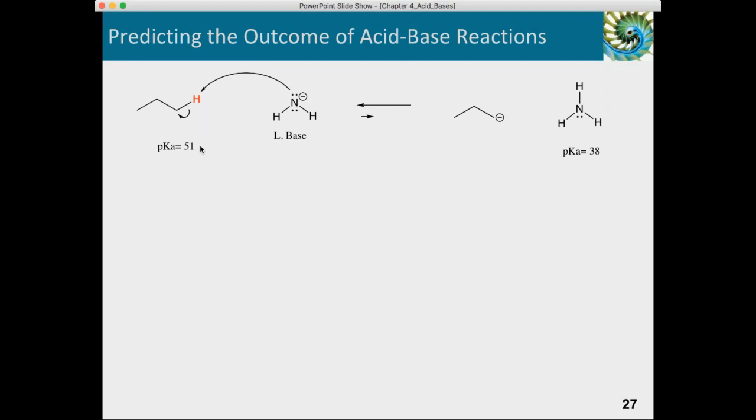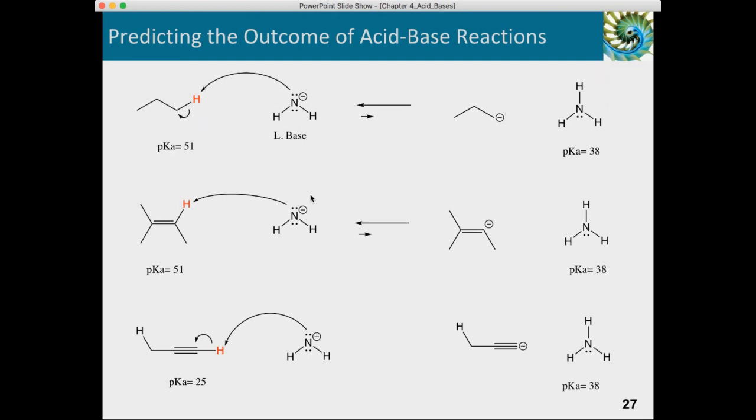So we cannot use amide, sodium amide, for example, or any salt of amide to deprotonate an alkane simply because the conjugate acid is ammonia, which is more acidic than the alkane itself. And the same applies if you try to deprotonate an alkene. In that case, once again, the conjugate acid of the base is more acidic than the alkene. Therefore, the reaction will also be displaced toward the reactants. So basically, none of these reactions will work.